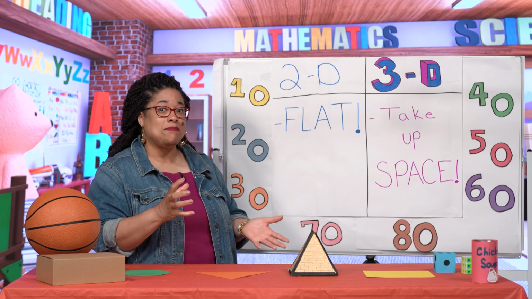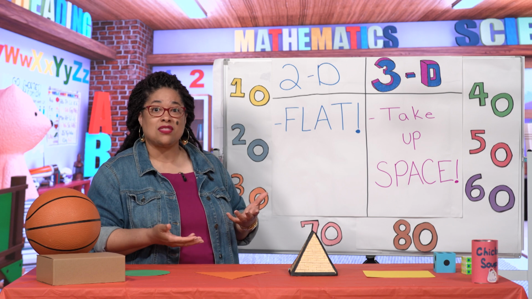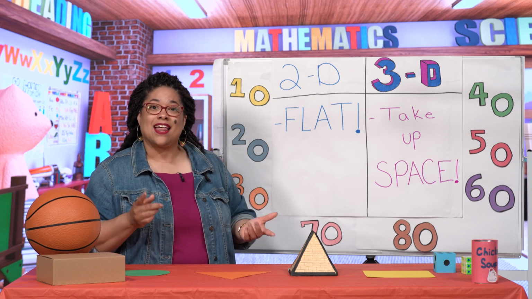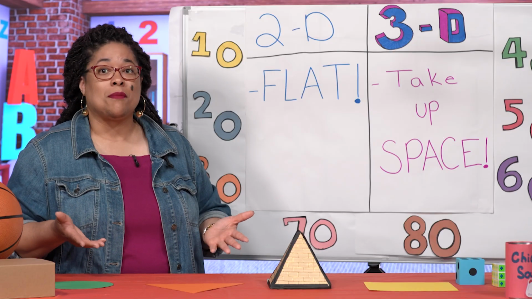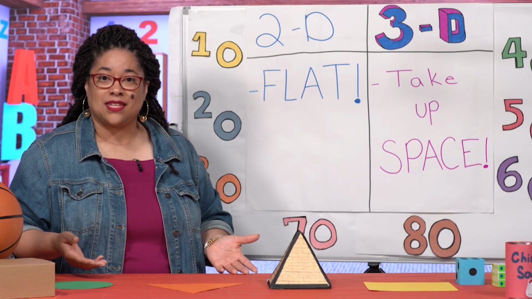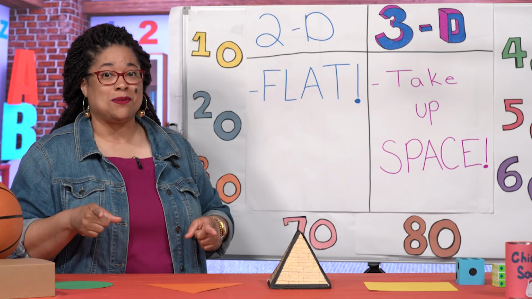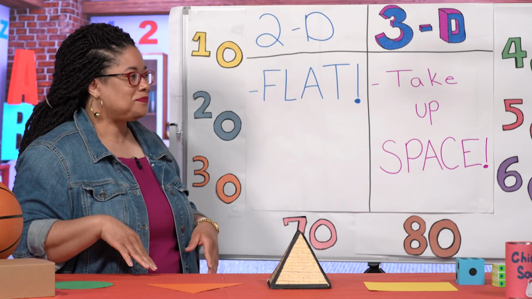We can't grab them, we can't turn them, we can't twist them to look under them. They're just flat. Think about something you drew on a piece of paper or something you drew on the dry erase board when you were at school. That is a two-dimensional shape, or 2D is what we call them around here.